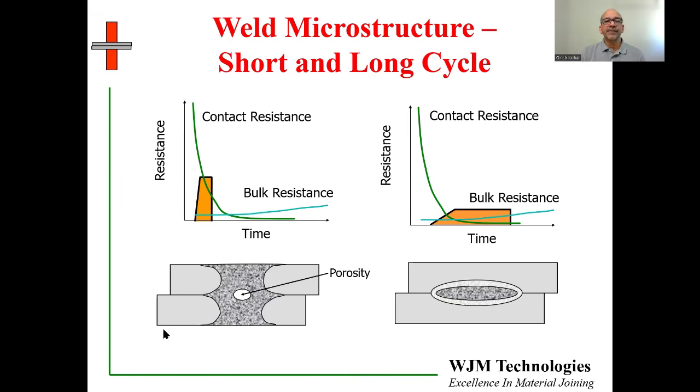Here I'm showing you a schematic on the left-hand side, again showing the same schematic where the contact resistance goes down and the bulk resistance goes up. But in addition to that, I'm showing a schematic where we are sending a short but high pulse of energy early on in the weld. So right where the contact resistance is still very high, we send a sharp pulse of energy to create the heat. The effect of that is a lot of the heat is generated at the contact interfaces.